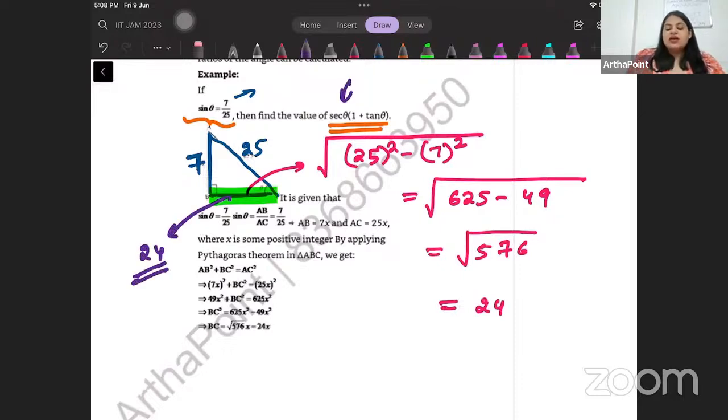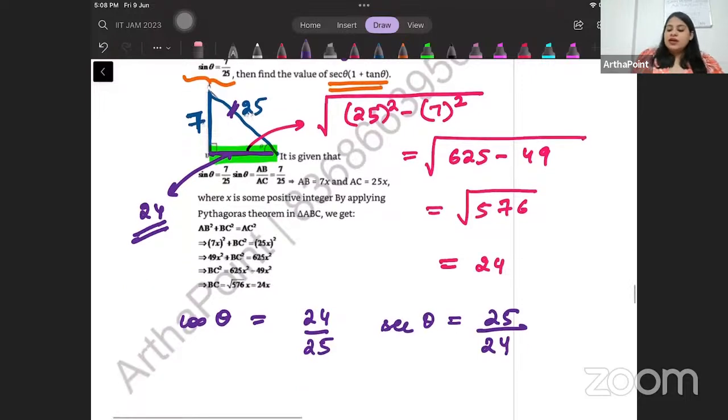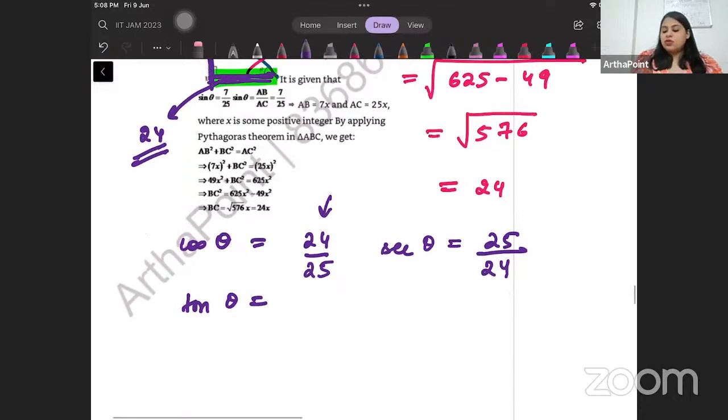Now what is sec theta? Sec theta is the reciprocal of cos theta. So what is cos theta, beta? Cos theta is base by hypotenuse, so 24 by 25. So sec theta will be 25 by 24. Right? Tan theta is sine theta by cos theta. So cos theta is 24 by 25, sine theta is 7 by 25. Or take perpendicular by base. So 7 by 24 will come out to be tan theta.